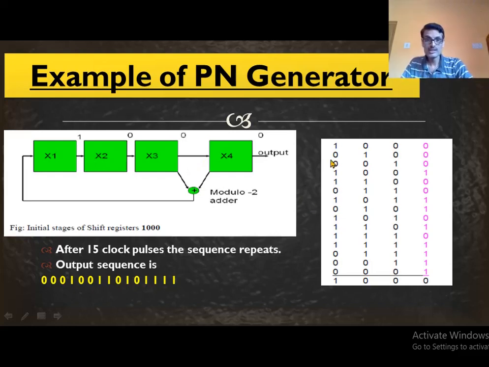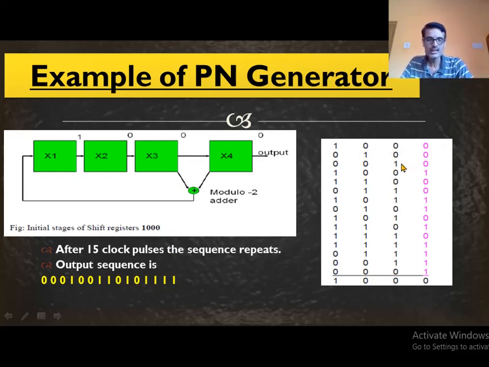Now in this case, these columns represent the outputs of these 4 flip-flops, and the 4th flip-flop gives you the output, this pink one. After a certain interval, the same thing will be repeated. Why it repeats, I'll explain. So in this case, the initial condition is 1 0 0 0. I have taken the initial condition as 1 0 0 0 over here.